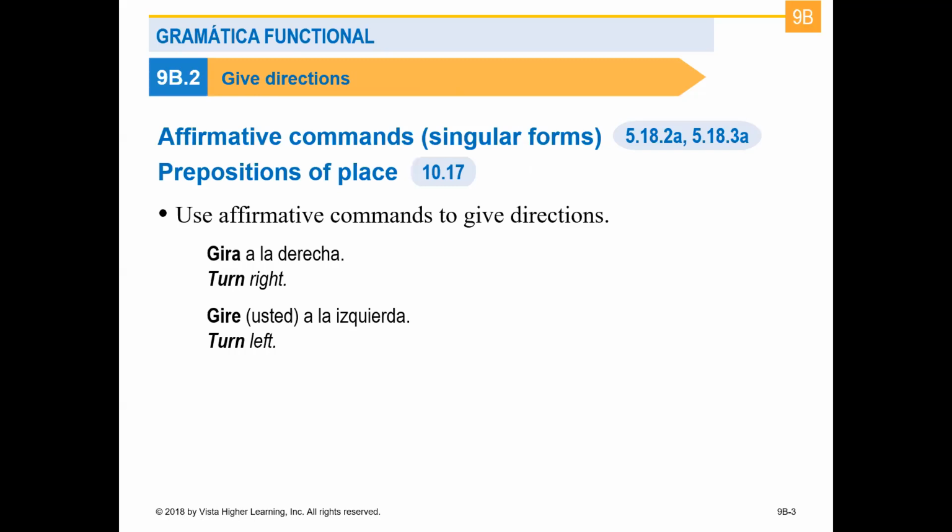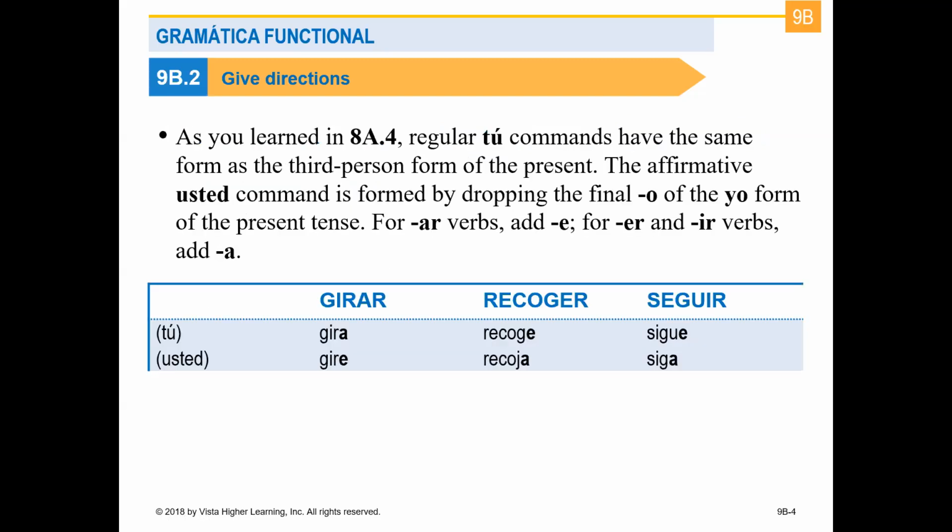So the other thing, as far as grammar in these two pages, is affirmative commands, and we're just going to be doing the singular forms. So basically, for commands, the informal tú commands are basically the third person form of the present. So girar, it would be él, ella, gira. For the tú command, it's going to be the same as that, gira.